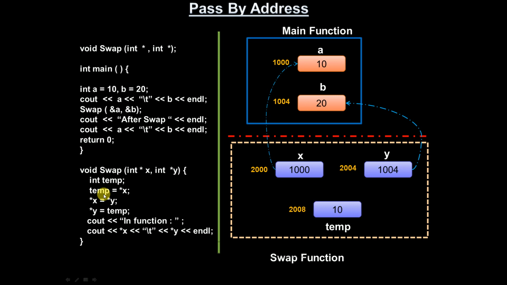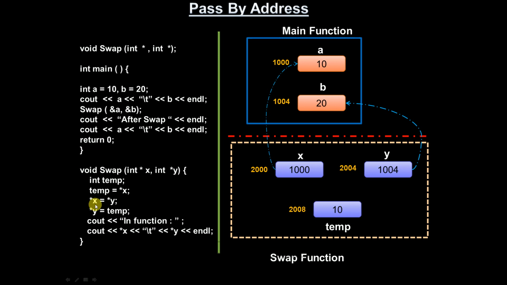Next we have temp equals star x. Temp equals star x means, star means value present at this address. What is x? Value present at the address x, that is 1000. So at 1000, what is the value present? 10. So this 10 value will be copied here. Next, star x equals star y. Star x means the value present in this 1000 memory location is 10, and the value present in 1004 location is 20.